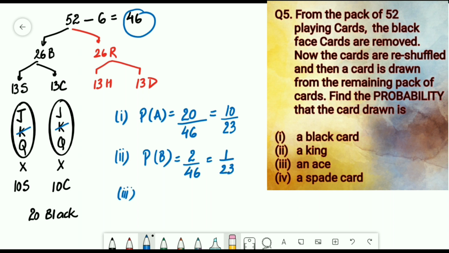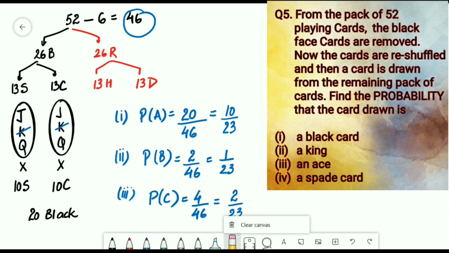Third part is the probability of getting an ace card. We have not removed any of the ace cards, so this time also we have 4 ace cards and the total number of cards is 46. We'll do simplification. So this comes out to be 2 divided by 23. Now the other question. Sorry, we don't have space, so I'm erasing.